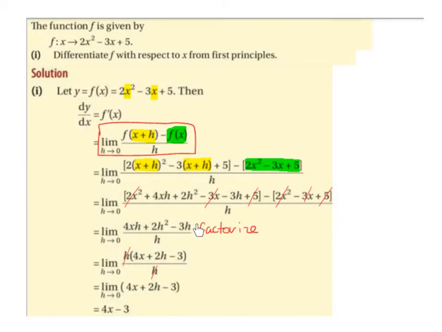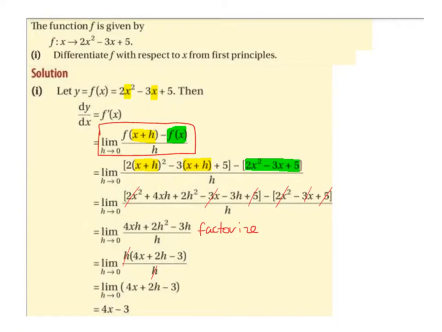Now at this point we can factorize out the h. So we have h times (4x plus 2h minus 3). This h will cancel with this h, but not the one inside the bracket. So we're left with the limit of 4x plus 2h minus 3 as h approaches 0. There's no h stuck onto the 4x, so we bring it down. 2 times h becomes 2 times 0, so that just cancels out. And the minus 3 we just bring down. So the derivative of the function 2x squared minus 3x plus 5 is 4x minus 3.